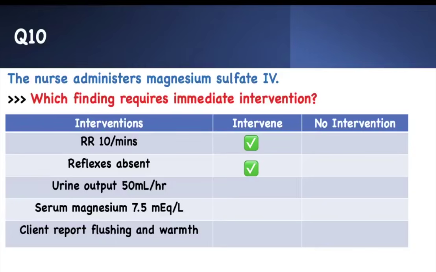Respiratory rate is supposed to go down. But if you go below 12, we got to intervene. Your urine output is going to go down. But if you pee 50 ml per hour, you're good. Magnesium maximum level is 7. 7.5 is toxic, right? I got to intervene. And if you complain about flushing, it's an expected finding when you're having magnesium.